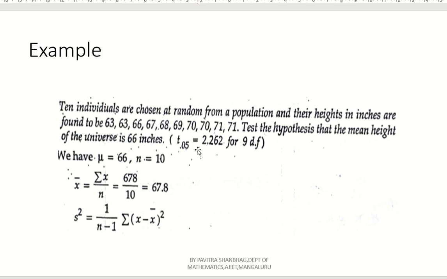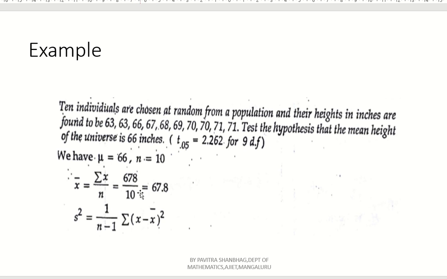And what have they given here? Any mean value given? Yes, here the mean value of the universe is 66, that is mu equal to 66. Now x bar is unknown. How to find x bar? Add this 63 plus 63 plus 66 plus 67 plus 68 plus 69 plus 70 plus 70 plus 71 plus 71 whole divided by 10, that is 678 by 10, that is 67.8.